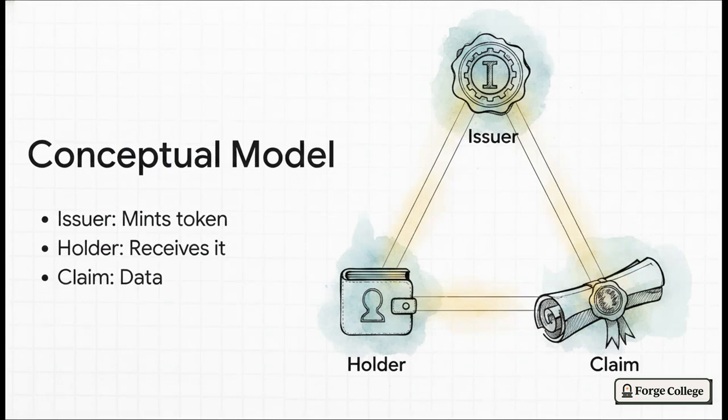Ever. And without getting bogged down in low-level code just yet, you really only need to understand 3 core components to see how this works. First up, the issuer. This is the authority that mints or attests to the token. Second, the holder, or the soul. That's the account actually receiving it. And third, the claim, which is the actual data or truth the token conveys. It's just a simple, elegant triangle of trust.